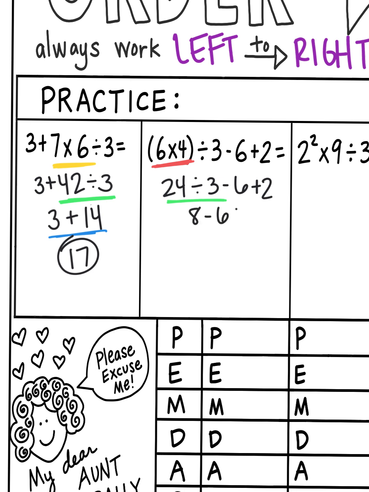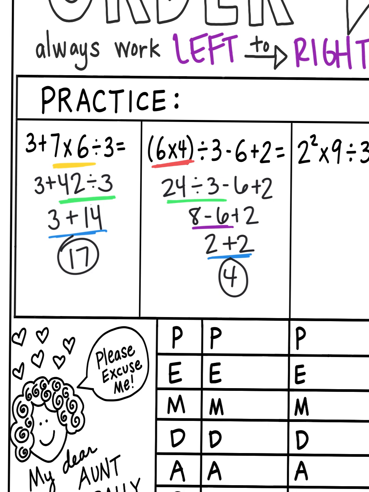Bring everything else down. Now I'm going to do what? Add or subtract? Subtract, because I go left to right. So I'm going to do 8 minus 6, which is 2. And then the very last step is to add 2 plus 2, which is 4. Again, notice my slice of pizza shape here.